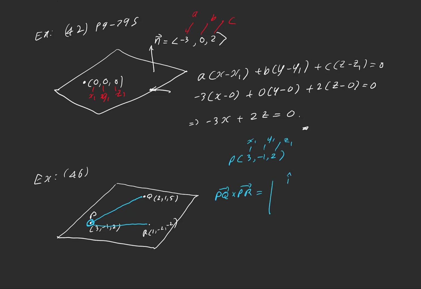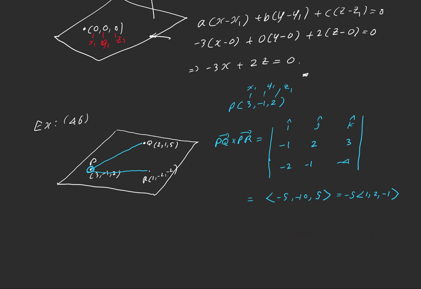So i, j, k. PQ is 2 minus 3, negative 1, and 2, and 3; 5 minus 2 is 3. PR is 1, negative 2, and negative 1, and negative 4. So getting the cross product, that is negative 5, negative 10, 5. So you can take negative 5 out, then 1, 2, negative 1. Now you know what PQ cross PR is.